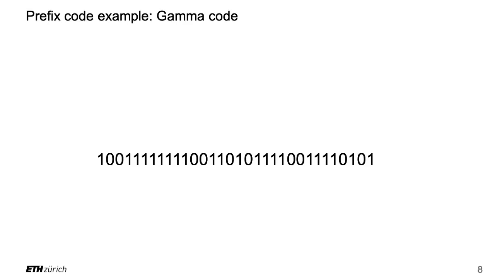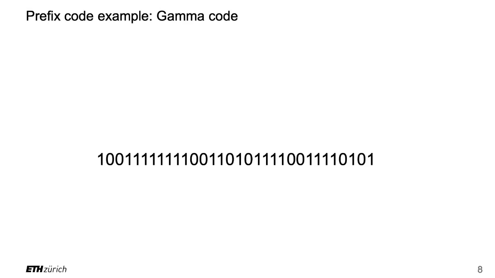So how can the phone know that this is where it stops the dialing and that it can now dial the number? This is because of a prefix code. And this is the magic. So here's an example. I'm not getting into the detail, but this is an example of a prefix code that allows you to encode a sequence of integers. It's called the gamma code.